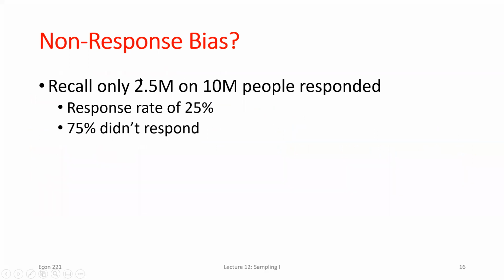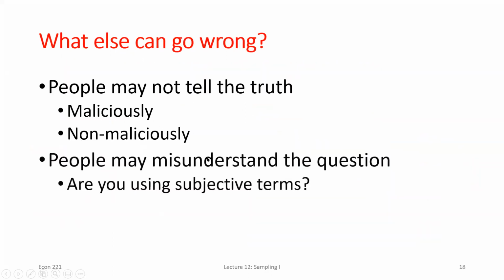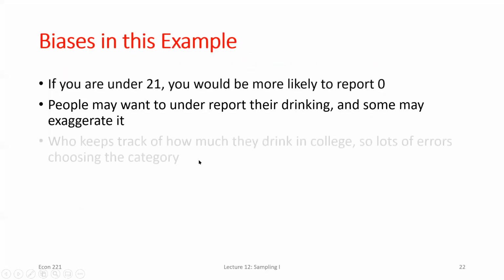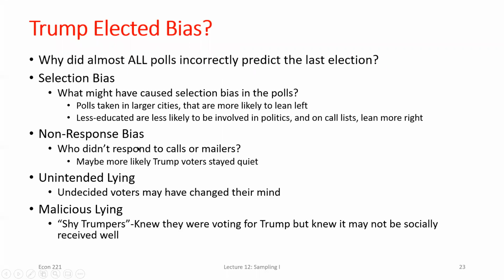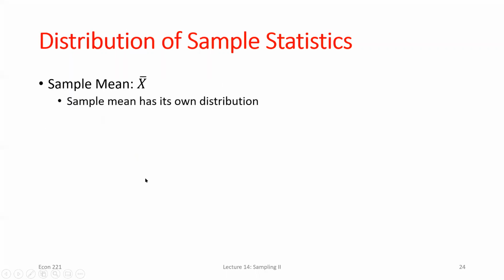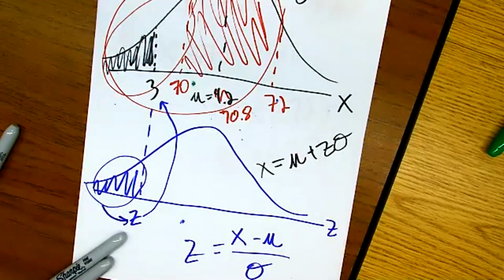I think I'll leave it there. We'll pick up on non-response bias from this example on Wednesday. Then we'll go through some other things talking about biases and then start to talk about properties of our sample distribution. What does the distribution of our sample means look like? So we will do that on Wednesday.